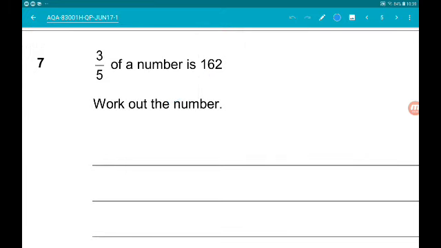Okay, question 7. 3/5 of a number is 162. We want to work out the number. So a very common cock-up here is to find 3/5 of 162, which isn't what we want to do. 162 is 3/5 of this missing number.